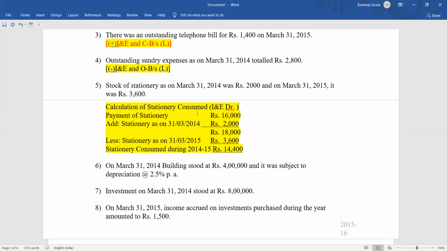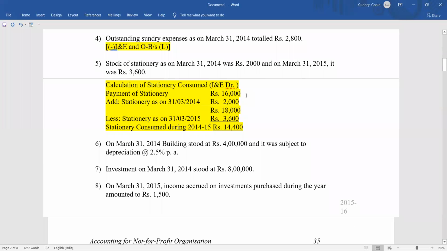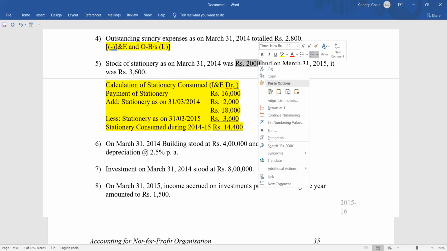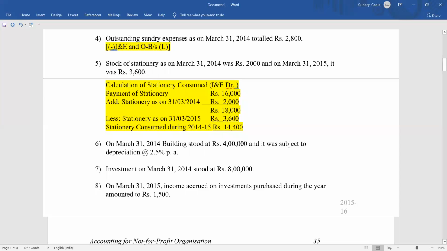Now there is something extra more than that. What is that? I'm just mentioning on the side, there is stationery of 2,000 rupees. Remember that this particular 2,000 rupees of stationery will be shown in the opening balance sheet, because it is last year's balance, right? So it will come in the opening balance sheet, asset side. We are going to use it this year.